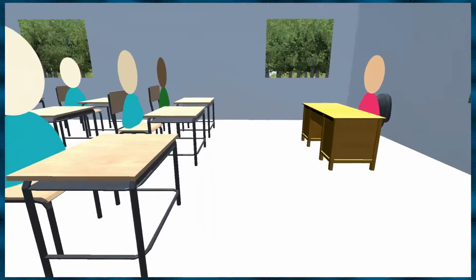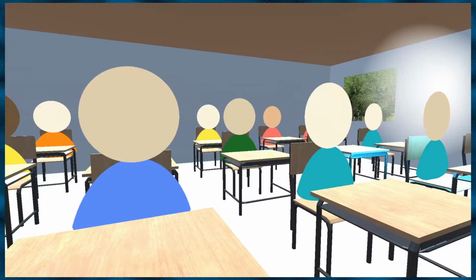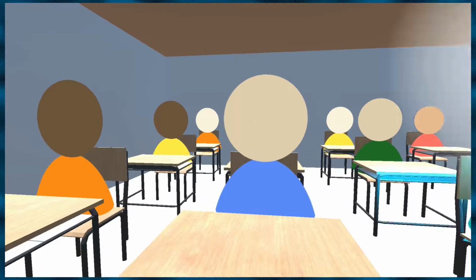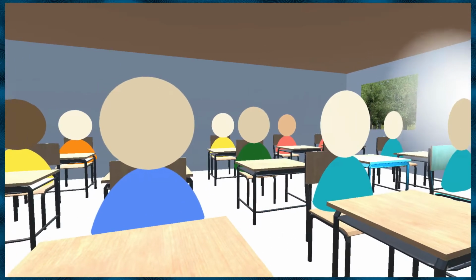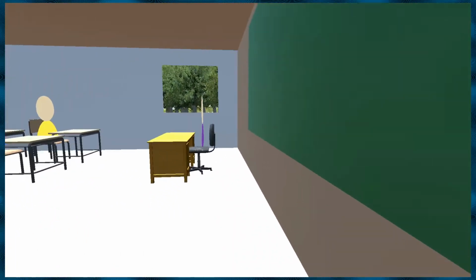How tall are you? That student over there? What? The highlighting needs some work. I mean, it's an itch game. I have expectations.